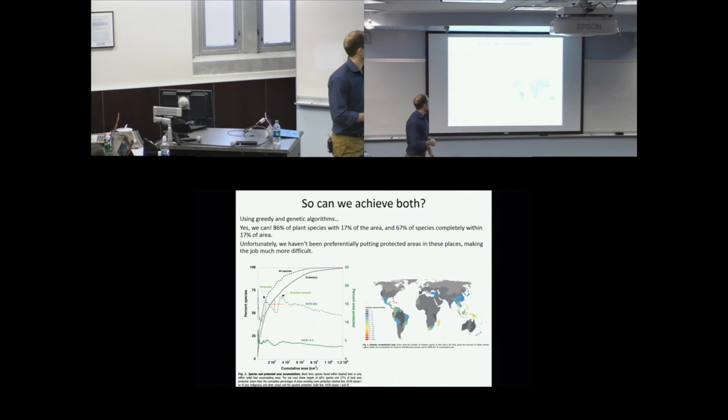So people like me got interested and said, well, can you even do that? Can you protect 16% or 60% of plant species and 70% of area? You guys just made this up and never asked whether or not you could. So we fit a bunch of greedy and genetic algorithms to try and put the world together in different ways to ask if you actually can. And it turns out, yes, you can. You can get 86% of plant species within 17% of the area, and you can actually get 67% of species endemic to 17% of the world.